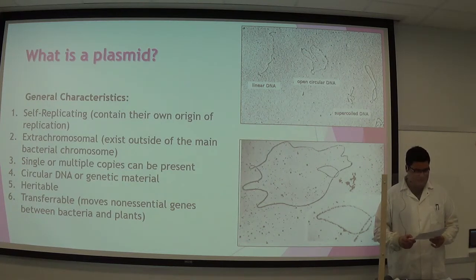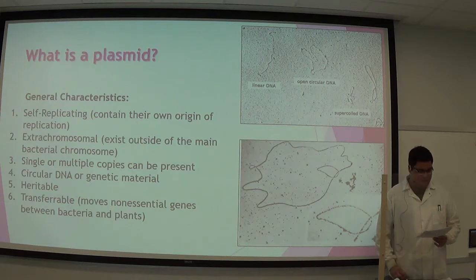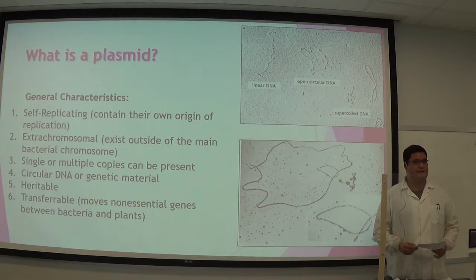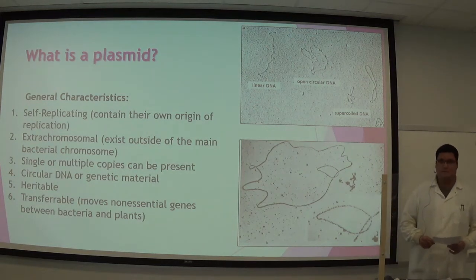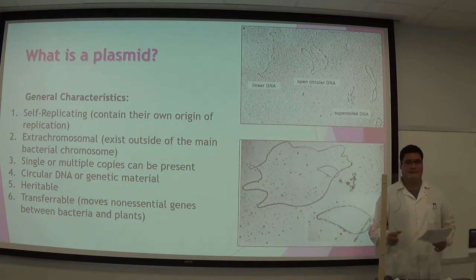It's circular DNA or genetic material. We already know that. It also has to be heritable, meaning that it can be passed on to the next generation of bacteria through fission. And we define it here as also being transferable, meaning it can be passed from one bacteria to another through conjugation.